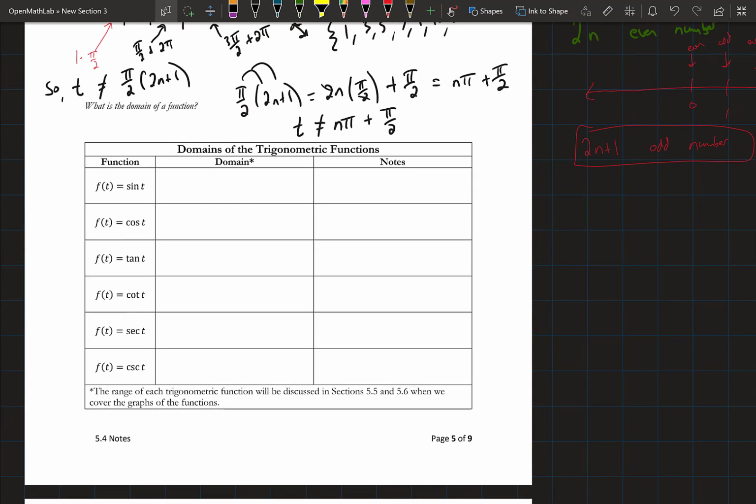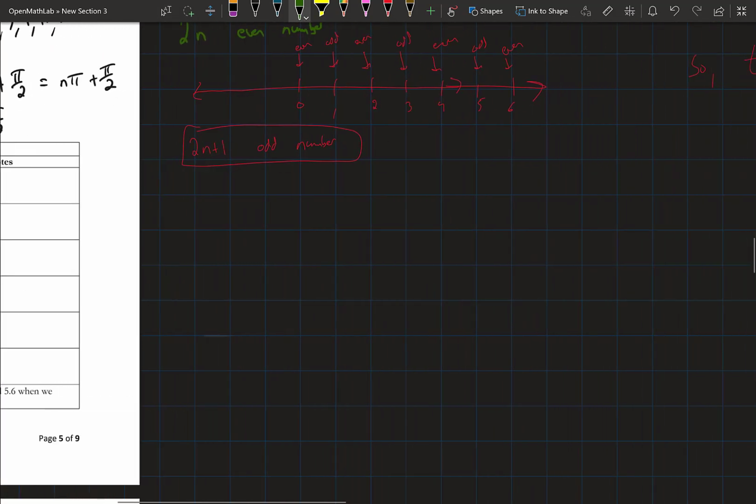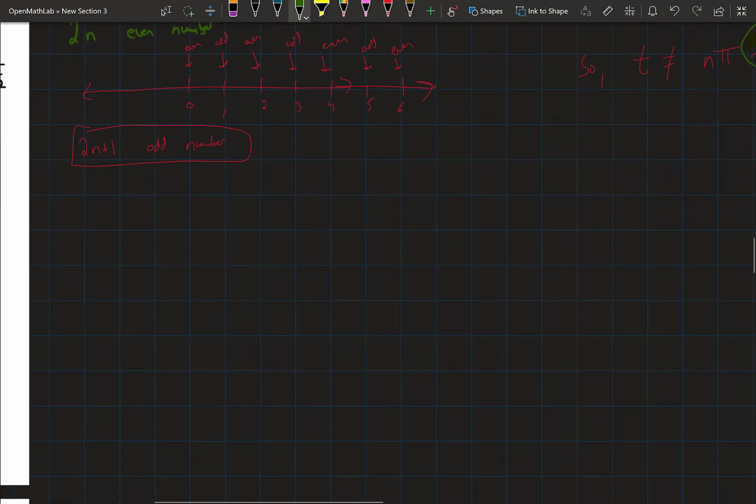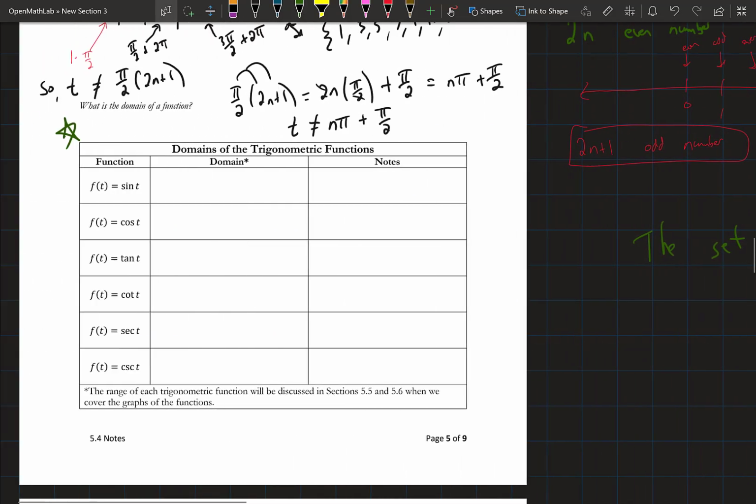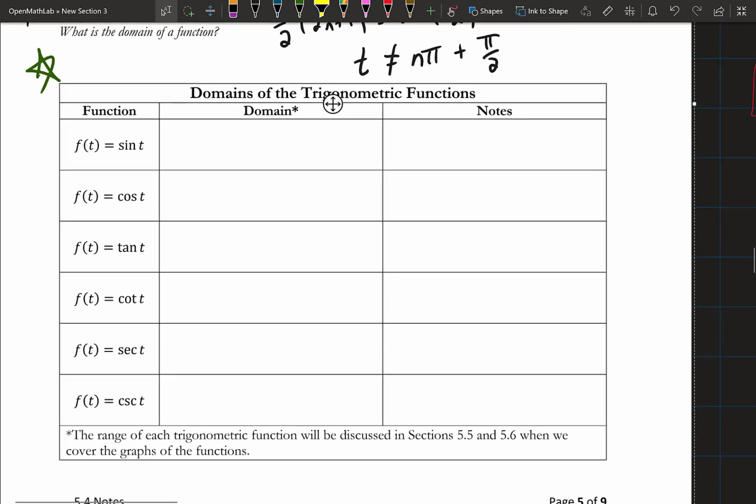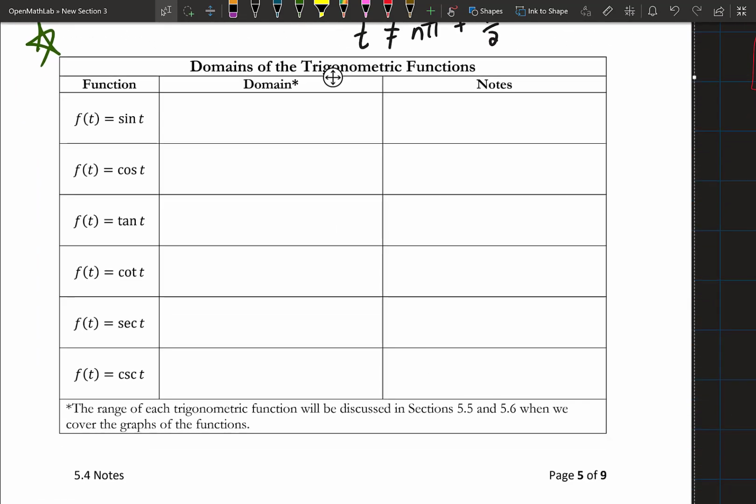So then the next part that we want to write here is reminding us what's the domain of a function, right? So I don't have room left there, so I'll just write it here. So the domain is the set of all possible inputs for the function. Right? So you should remember that from college algebra, right? So if we think about the domain for each of the trig functions, the exercise we just went through will help us do this, right?